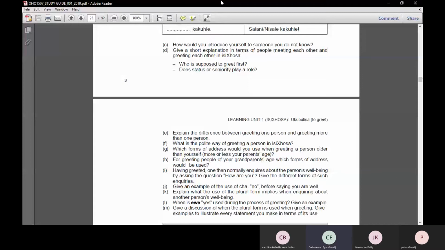The person arriving, me. The person arriving is correct. Does status or seniority play a role? Yes, it does. Give an example. Isn't the greeting done by the person who arrives first?